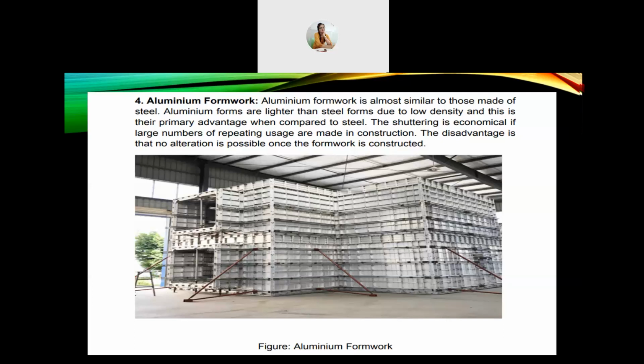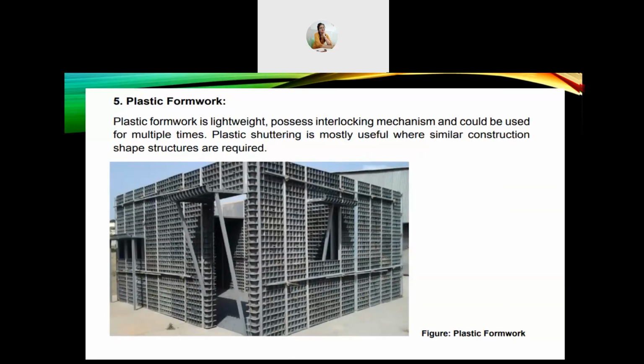You can see the picture here of aluminium formwork. Number 5, plastic formwork. Plastic formwork is lightweight, possesses interlocking mechanism, and could be used multiple times. Plastic shuttering is mostly useful where similar construction shape structures are required.